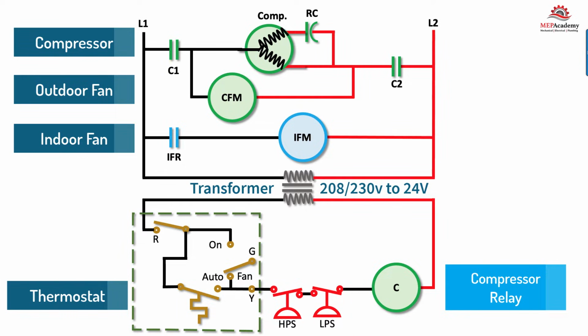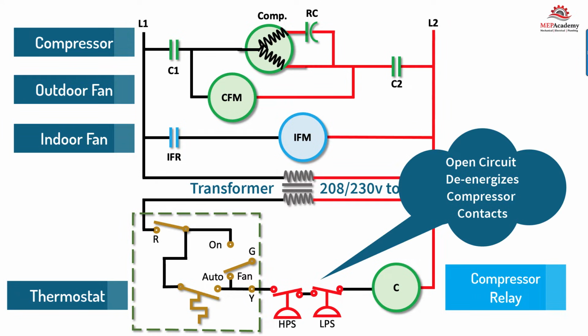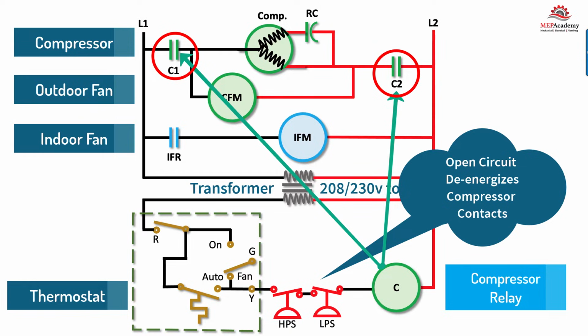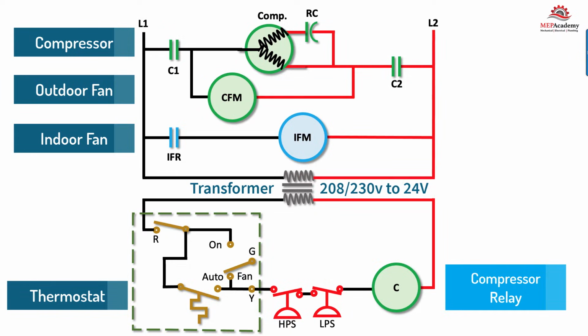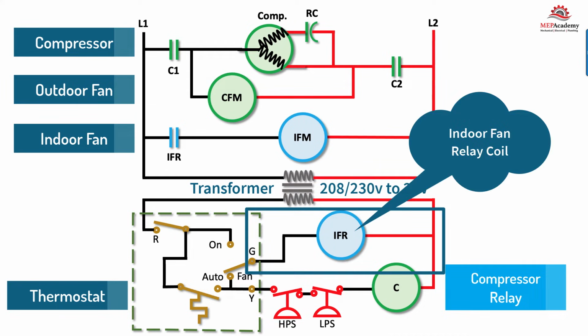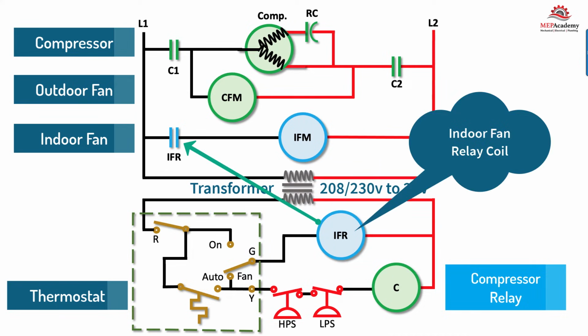These safety devices do this by cutting off the low voltage power to the relay coil, which in turn opens the contacts on the line voltage wiring feeding the compressor and outdoor fan. We need to do the same thing for the indoor fan, so we'll add a relay coil that will open and close a set of contacts on the line voltage side that feeds the indoor fan motor.